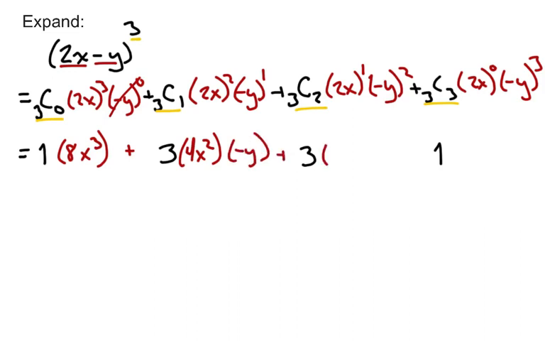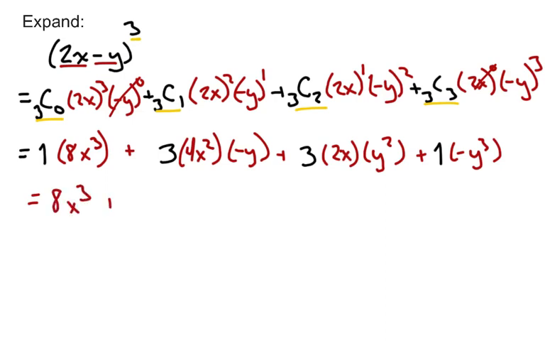2x to the 1st is just 2x. But negative y squared is now positive y squared. And then we finish up. Anything to the 0 is just 1. But negative y cubed is just negative y cubed. So all of those even powers of a negative number turn positive, and all the odd powers turn negative. Anyway, we just finish it up by multiplying.